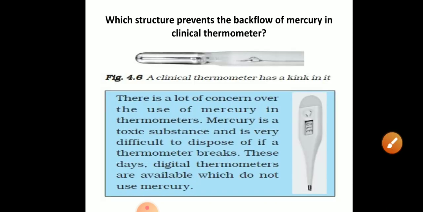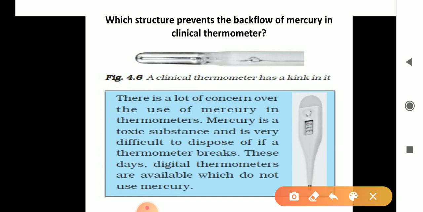Okay, the next is in this diagram, you can see this is a clinical thermometer. Then there is a structure called the kink. Now this kink prevents the backflow of the mercury in the clinical thermometer, whereas this is not found in the laboratory thermometer. That's why when we take it out from the water, the mercury level starts falling down, because there is nothing to check the backflow of the mercury.